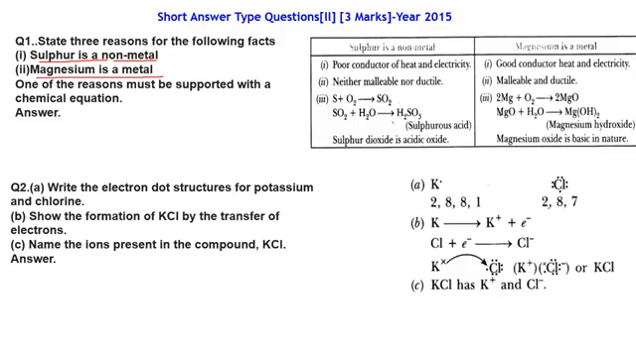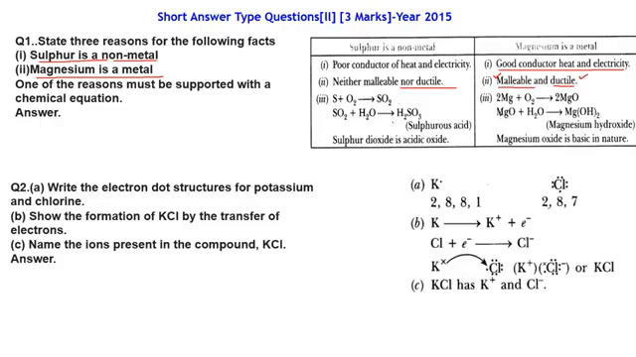Now sulfur, is it a good conductor of heat and electricity? No, it is not a good conductor of heat and electricity. Magnesium as a metal is a good conductor of heat and electricity. Then sulfur is neither malleable nor ductile. Magnesium is malleable and ductile. Malleable means it can be beaten into sheets, and ductile means it can be drawn into wire. This is the quality of ductility.